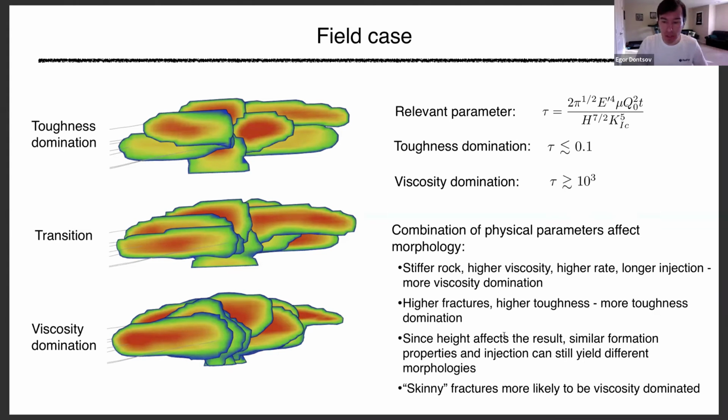It's not like that. And again, in general, we also often see that skinny fractures, like small height, are more likely to be viscosity dominated, so they don't interact. So it's when you start growing in height that you start seeing complex morphology happen.